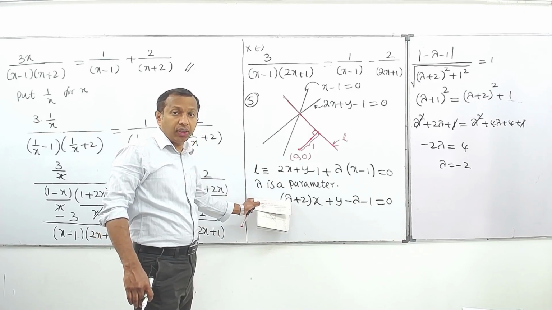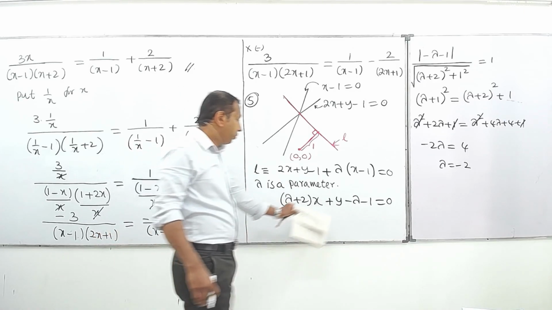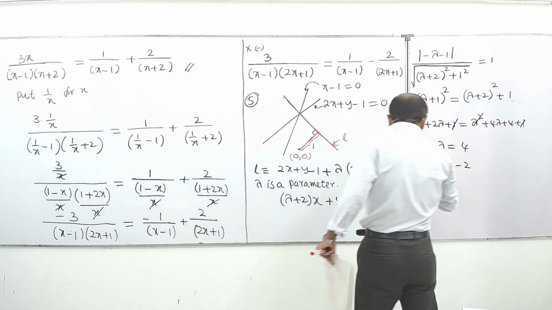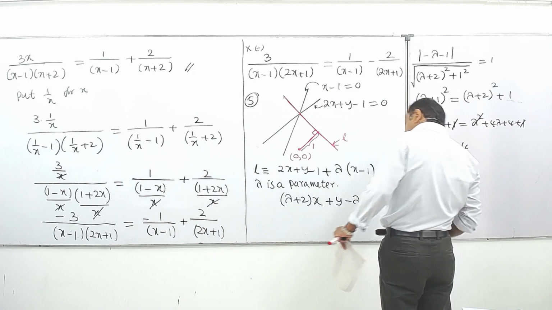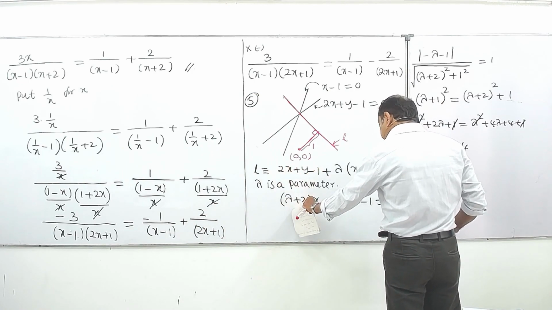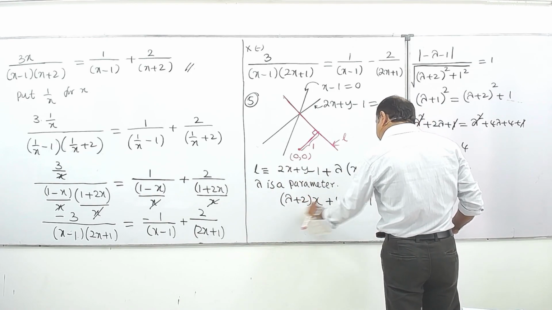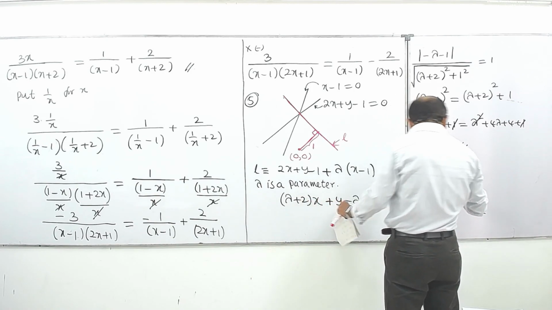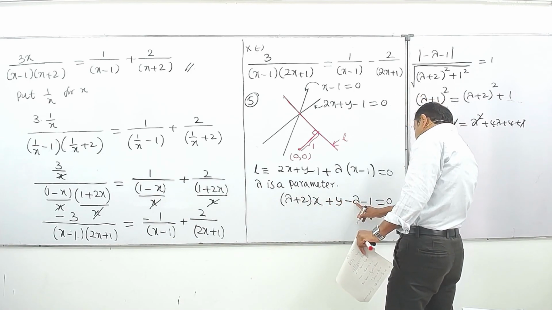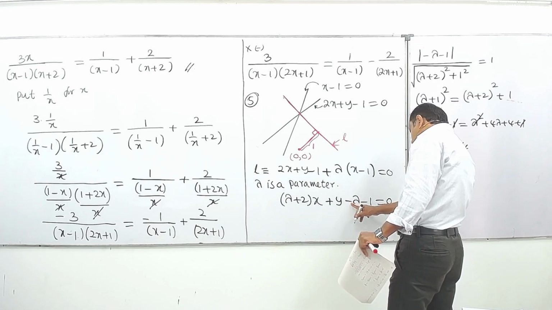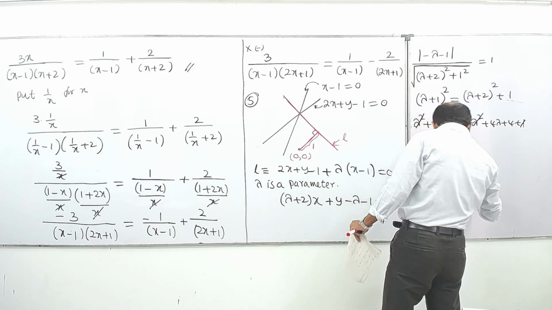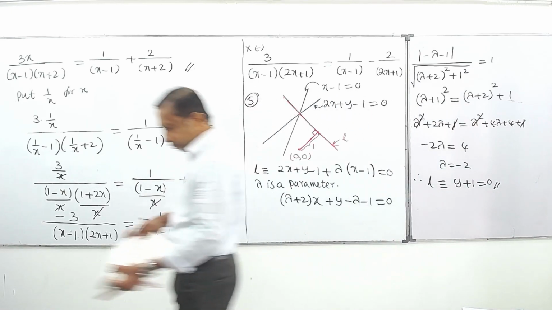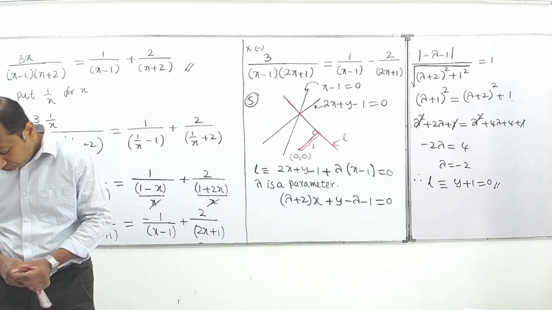Then we get the equation of L. How? Lambda plus 2 is going to be here, y minus 1. Therefore, the equation of L is this. The x coefficient is 0, so the equation is y, and with lambda equal to 2, minus 2 minus 1 gives... y plus 1 is equal to 0.